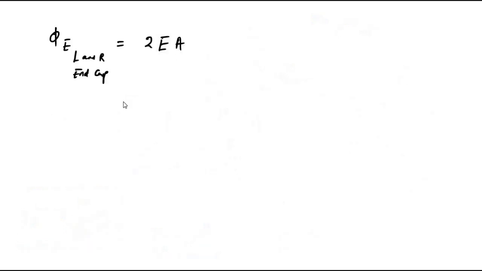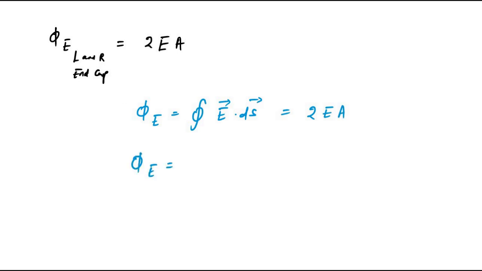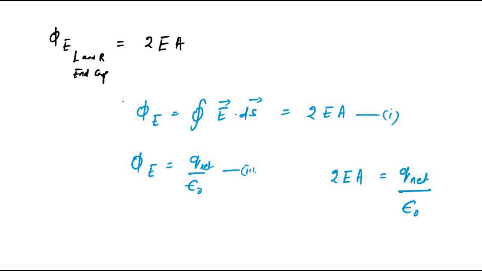Okay, so here we can write it as, applying Gauss law, electric flux is equal to the integral of E vector dot dS vector, which is equal to 2EA. We have calculated that. Also, electric flux is equal to Q net by epsilon 0. If we equate these two equations, we'll have 2EA is equal to Q net, that is the total charge enclosed by this cylindrical Gaussian surface, by epsilon 0. That implies E is equal to Q net by 2A epsilon 0.